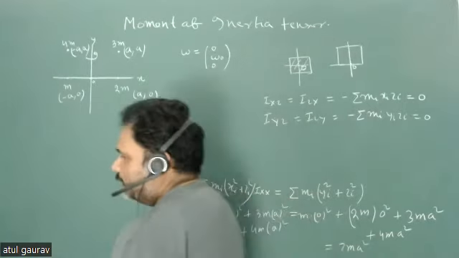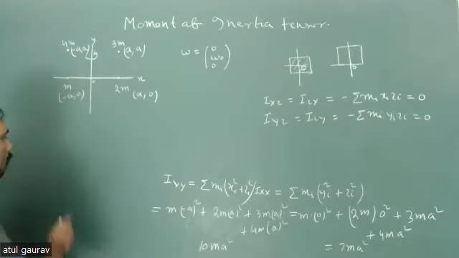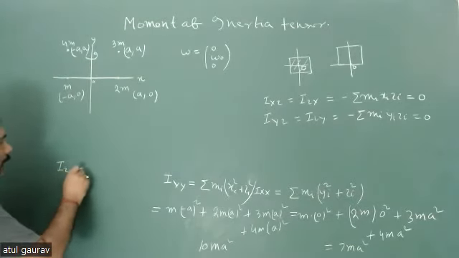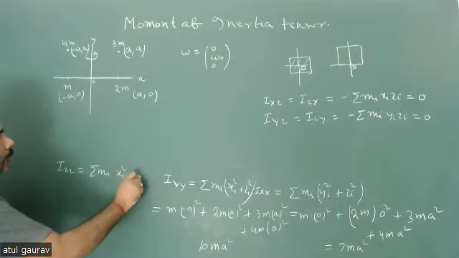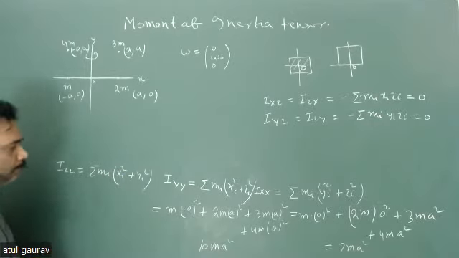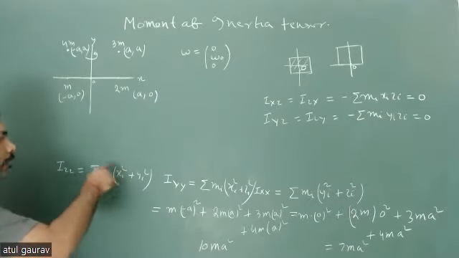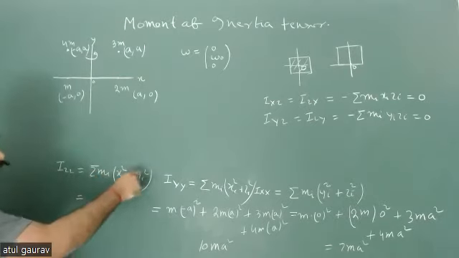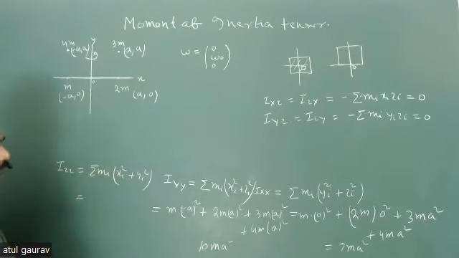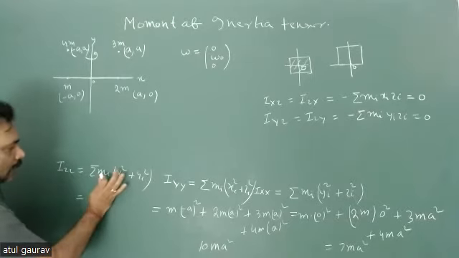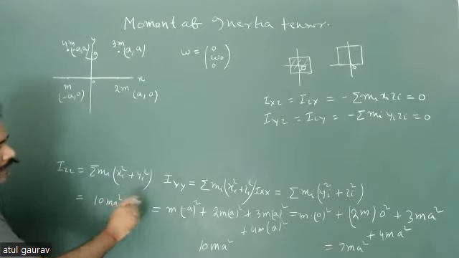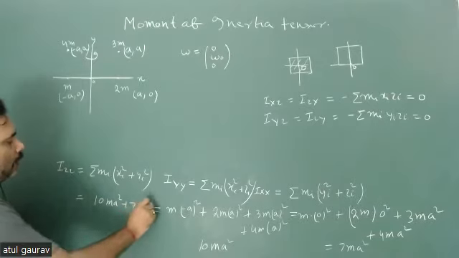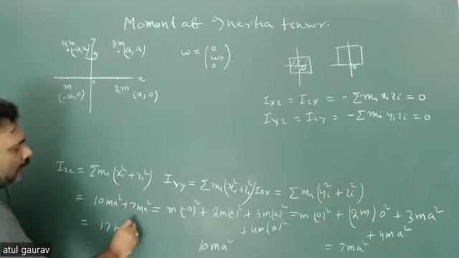Now what will be Izz? So we have Izz, that is summation over mi xi square plus yi square, isn't it? And when we calculate this particular thing, we have already calculated the mi xi square and we have already calculated the mi yi square. So you can just write mi xi square is 10ma square plus 7ma square, and that value is equal to 17ma square.